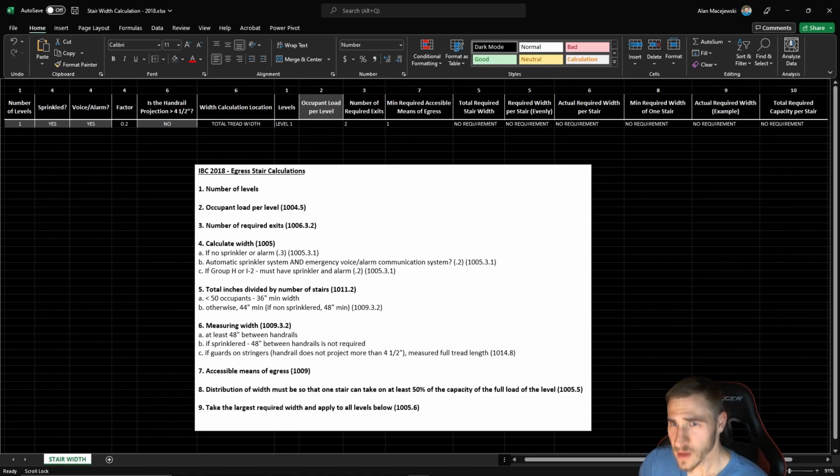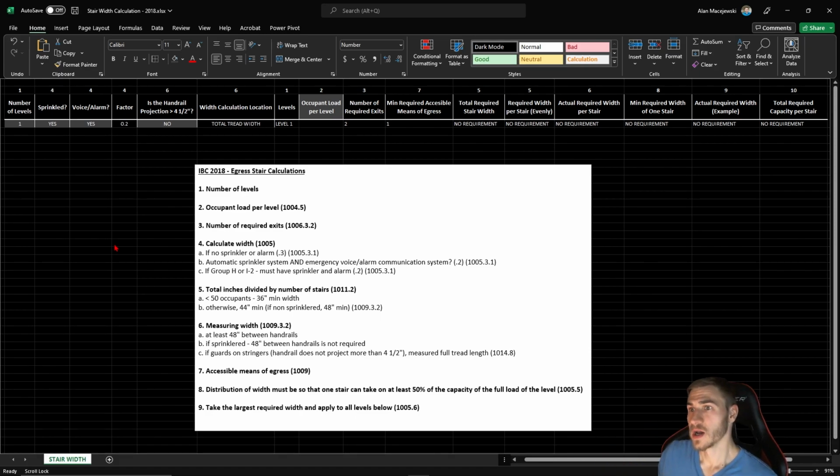So, alrighty, getting into this, there's quite a lot. A lot of the things I want to go over are not necessarily all the specifics of the code, because we did do a deep dive into the code itself for figuring out what is required for egress stairs, because there is a lot. And you can see here, this is just a very simplified version, but in all honesty, this is a really great start, if not enough, to get you the baseline of egress stair widths that you need.